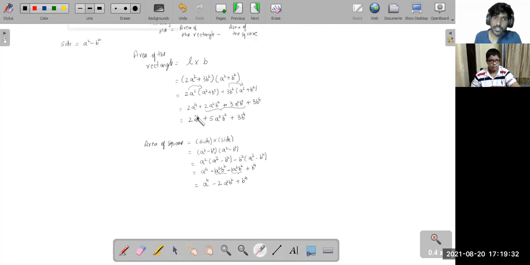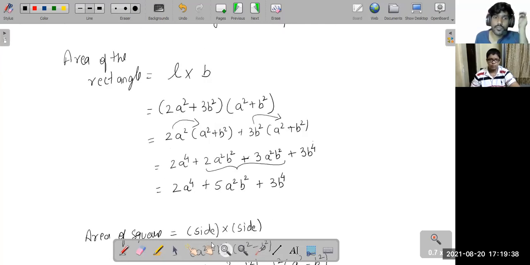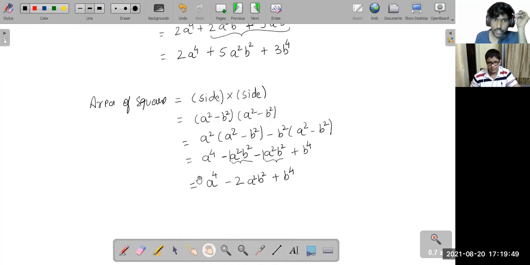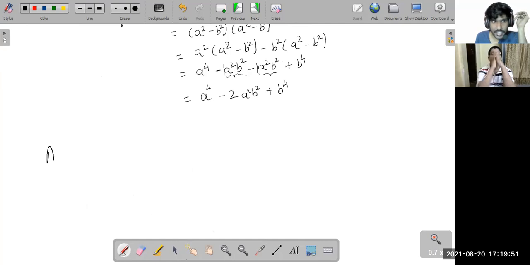Clear? So this is the area of the rectangle, this is the area of the square. So what do we have to do here to find the area of the remaining plot? We have to find the area of the rectangle minus the area of the square. Correct? Yes, sir. Let's do that. Area of the remaining plot.